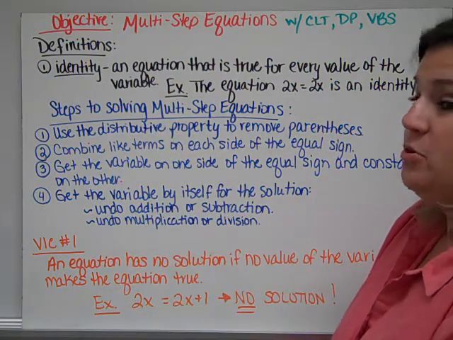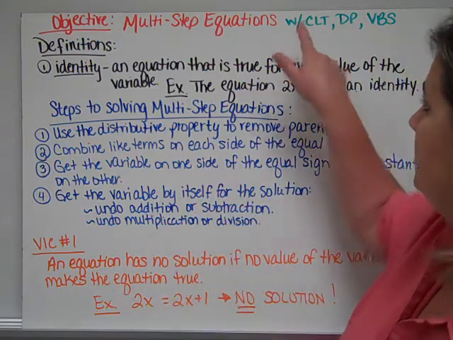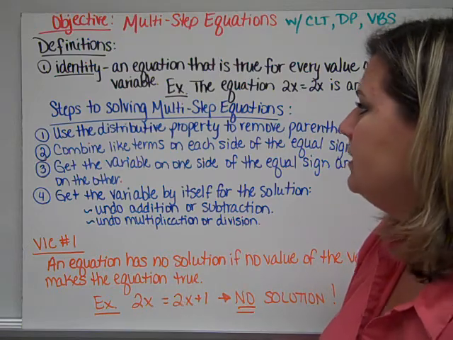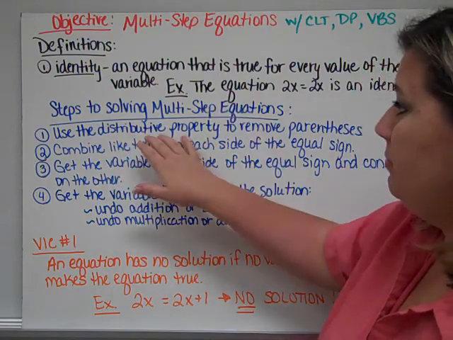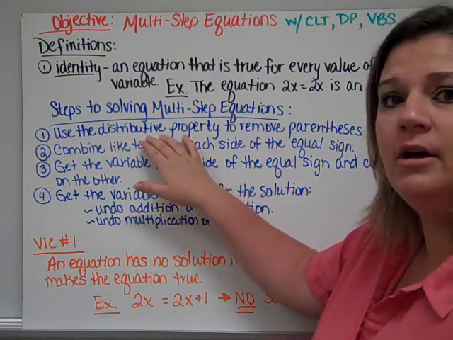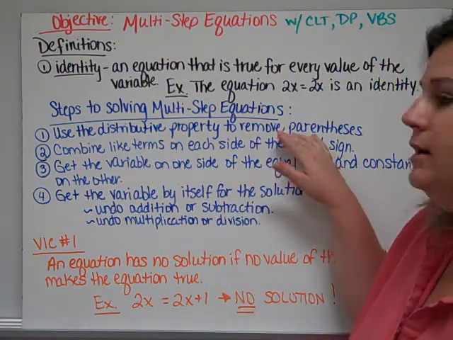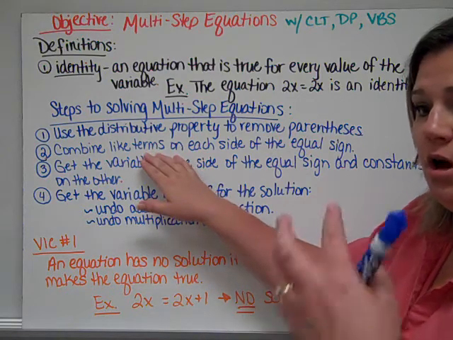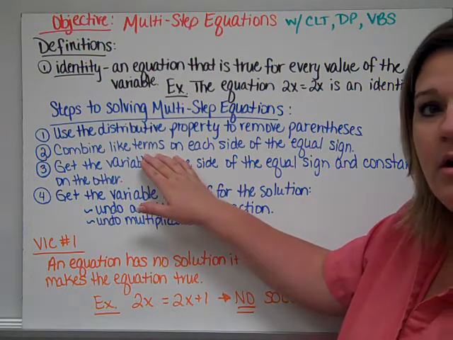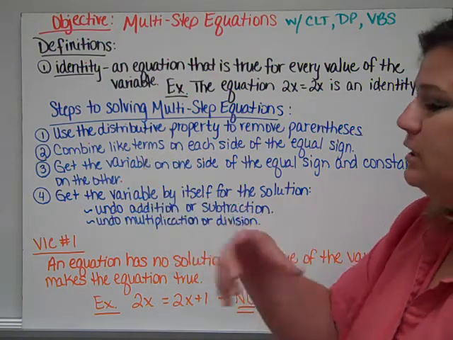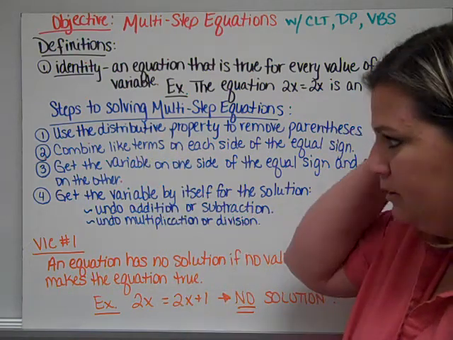Steps to solving multi-step equations. And again, with multi-step equations, notice we're dealing with a handful of different types of multi-step equations. So if we have parentheses, we're going to use the distributive property to remove those parentheses. If we have like terms on either side of the equal sign, we're going to combine those like terms as far as simplifying each side of that equal sign.